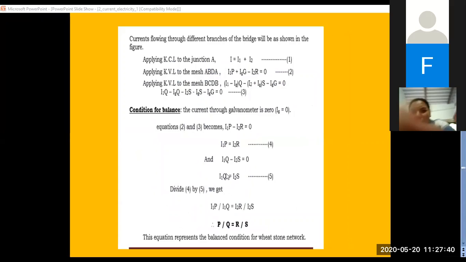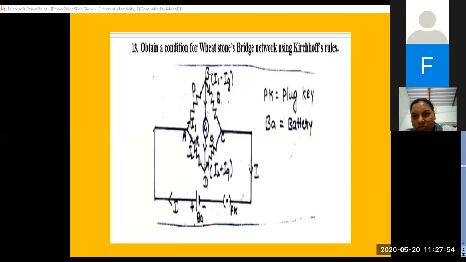Now when you describe your diagram, you have to make a mention of what Wheatstone's bridge is: 4 resistors connected in the form of a quadrilateral. Across A and C, a cell or a battery is connected. Across B and D, a galvanometer is connected. I is the current throughout the circuit. Current through P is I1. Through R, it is I2. Through G, it is IG. Through Q, your current is I1 minus IG. Through S, your current is I2 plus IG. You also have to mention that PK here is the plug key, BK here is your battery.